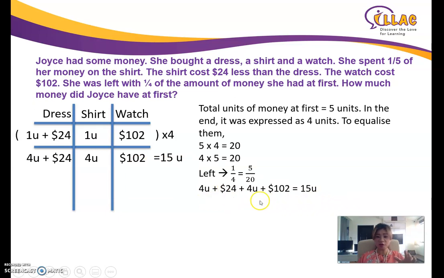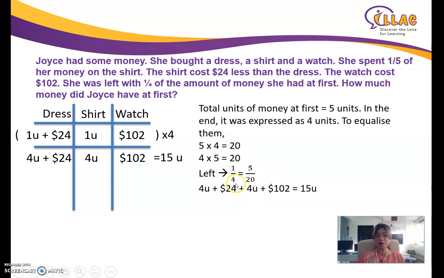Very simple. Put all the u's together. 15u, this 4u brings over the equal sign becomes negative. So it becomes 15u negative 5 negative 5. Right? This 102 and 24, I keep them here. It is 102 plus 24.